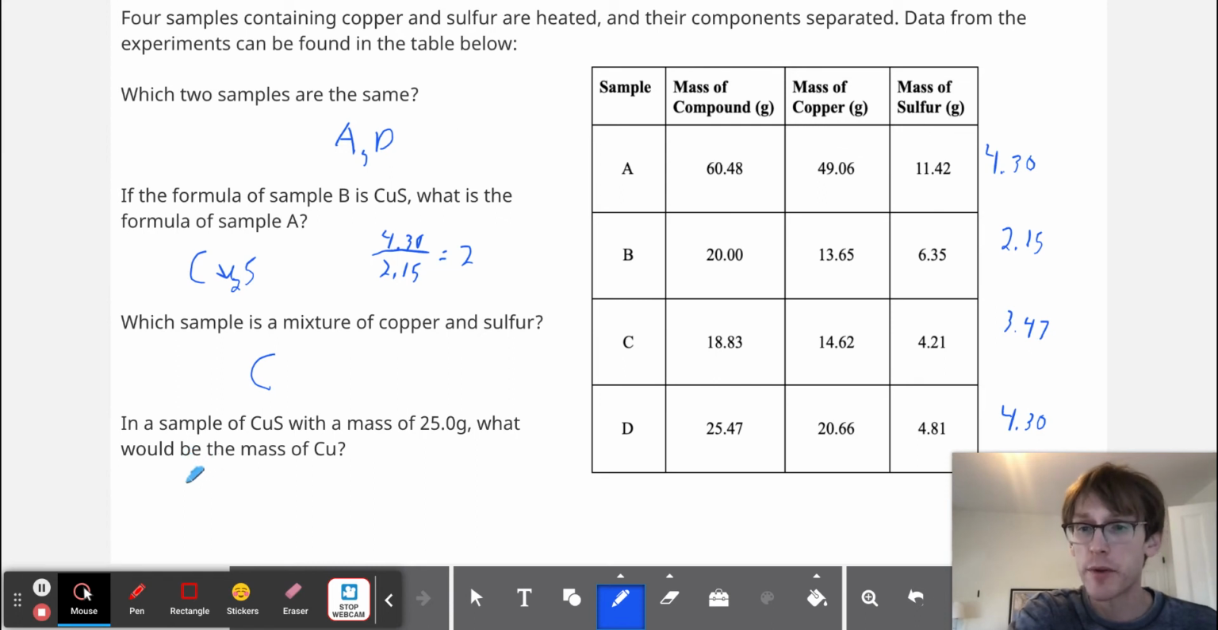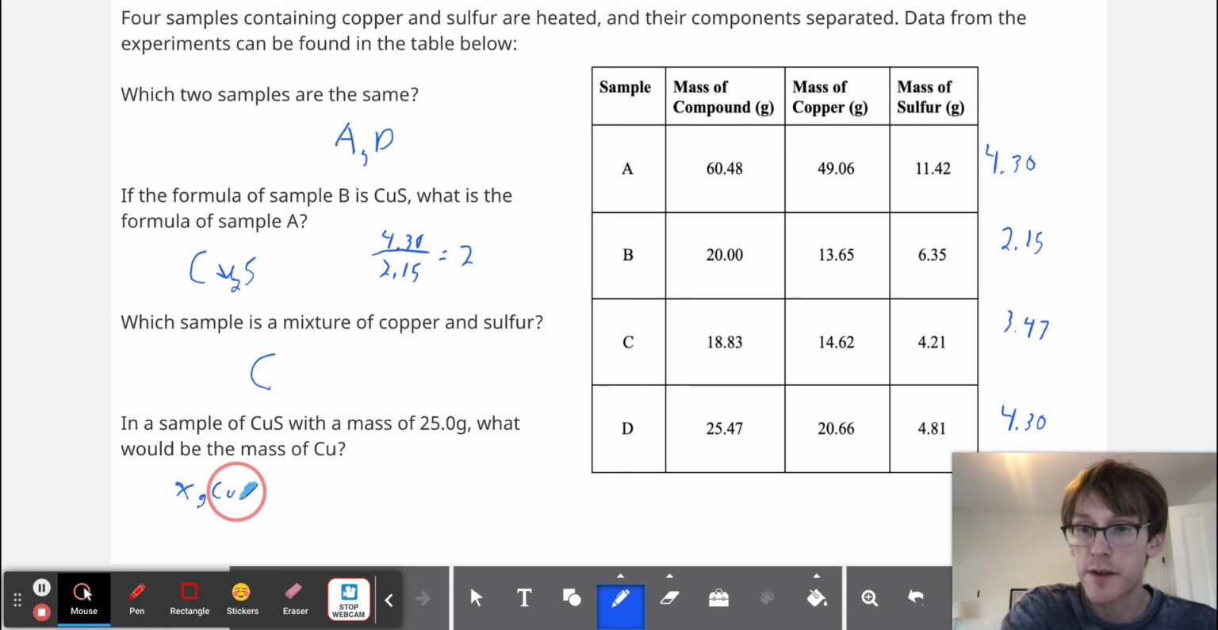Last question is, in a sample of CuS with a mass of 25.0 grams, what would be the mass of Cu? This would be applying the law of definite proportions again. We can treat this like dimensional analysis. Since we are talking about definite proportions, we can also set it up like a proportion, and I'll show you both ways. We know that we're looking for the mass of Cu, so we can say X grams of Cu.